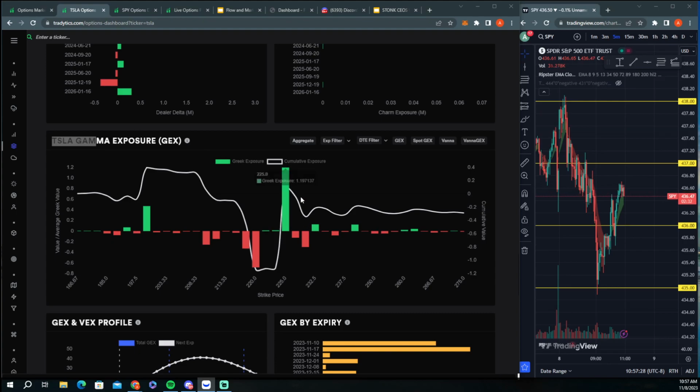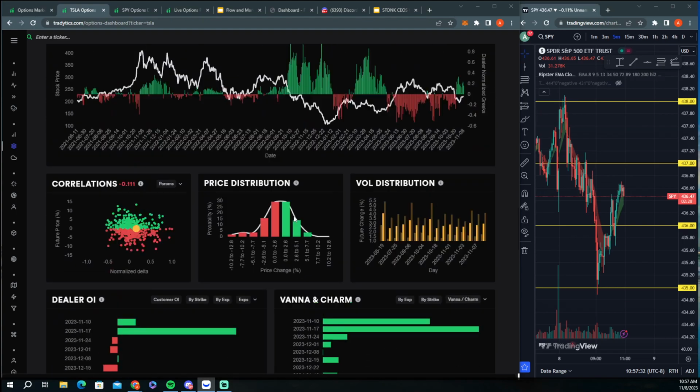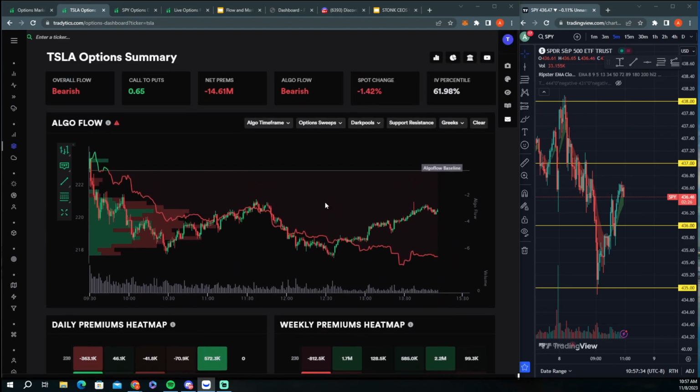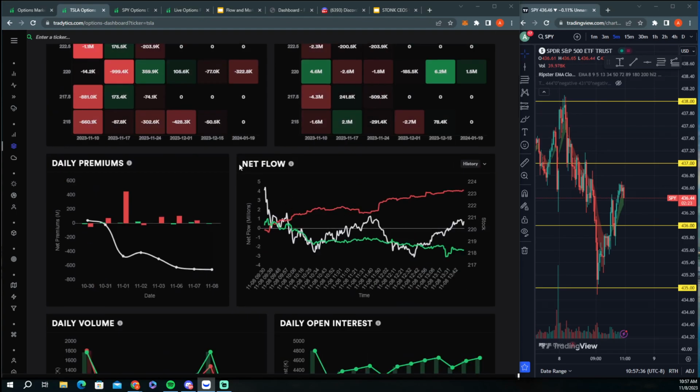So just looking at this with Tesla, unless we get a strong break in bullish flow, I don't see us breaking 225 anytime soon. You can see that the net flow on Tesla is super bearish. Super bearish. Okay? Does that make sense?